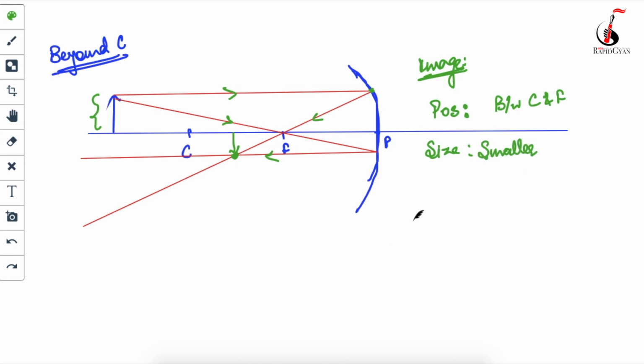Are these two reflected rays intersecting each other in actual? Yes, they are intersecting each other in actual. It means that's a real image. And is this erect or inverted? It's inverted, because your object is upside and this is the downside. So these are the characteristics of the image when the position of the object is beyond C.